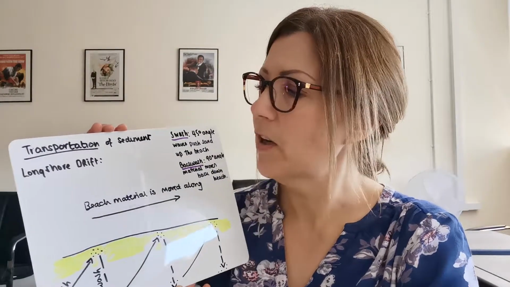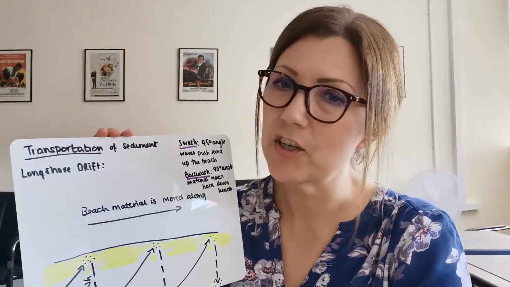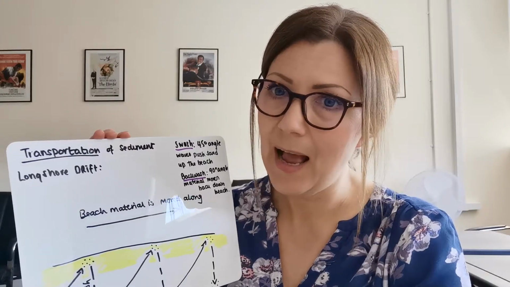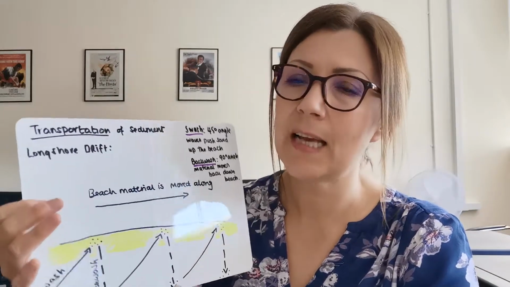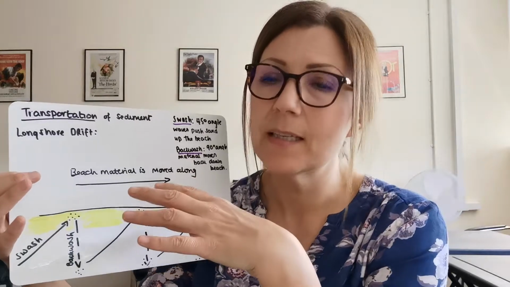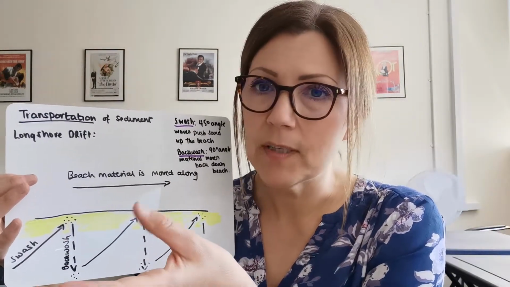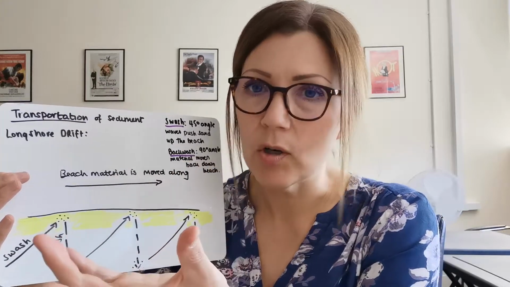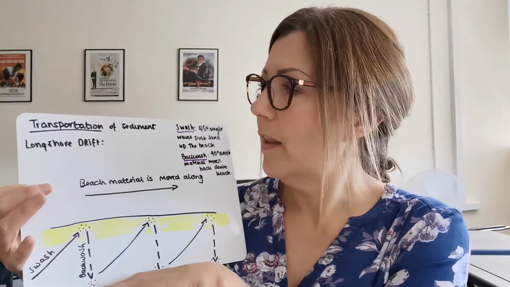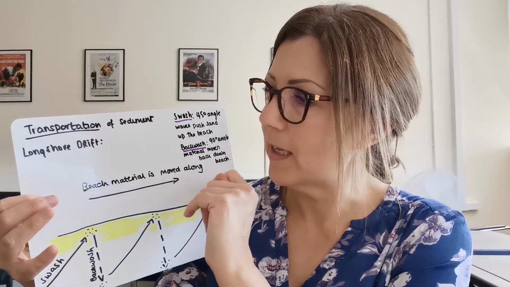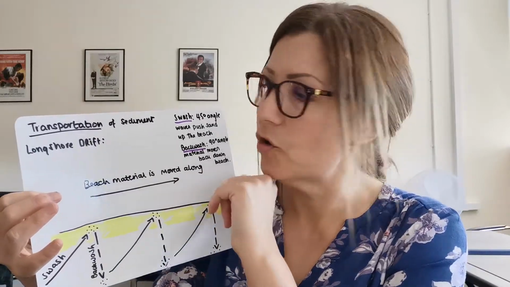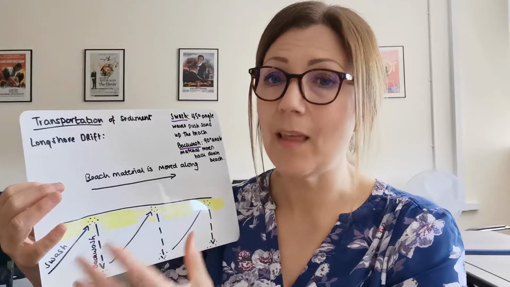Hi guys, today I'm going to talk you through some transportation processes that are happening at the beach. Now we need to understand this main process because this will explain how spits and tombolos and bars form, etc. So the first thing that we're going to consider is this process called longshore drift. Now, longshore drift means any material on the beach that moves.